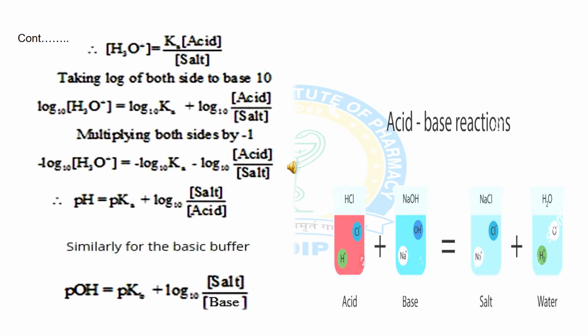Therefore, the hydronium ion concentration with its log can be written as pH equals minus log10 Ka, which can be written as pKa, plus log10 of the concentration of salt upon acid. The equation can be written for the basic buffer as pOH equals pKb plus log to the base 10 of salt upon its base.